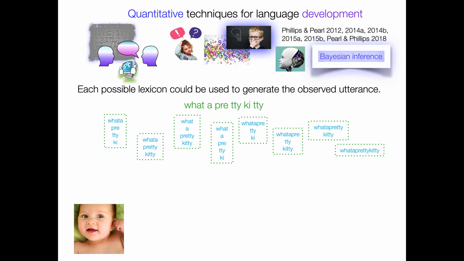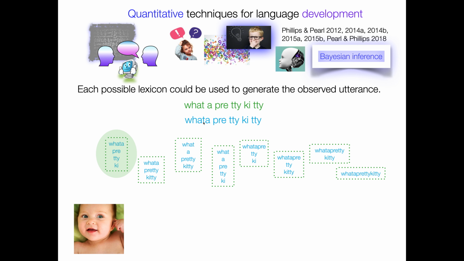So each possible lexicon, this is the point, could be used to generate the observed utterance. And so the kid's trying to figure out, well, which one should I pick? So again, just to show you more concretely, if we take this first lexicon, this is how you generate what a pretty kitty. You take what a, pre, t, and ki, and t, using just these pieces in this order. You can do it with this one, where whata is a single word, and then pretty is a single word, and kitty is a single word.